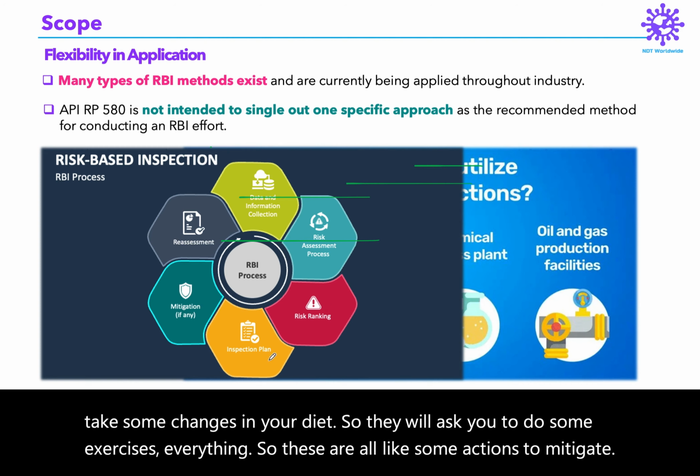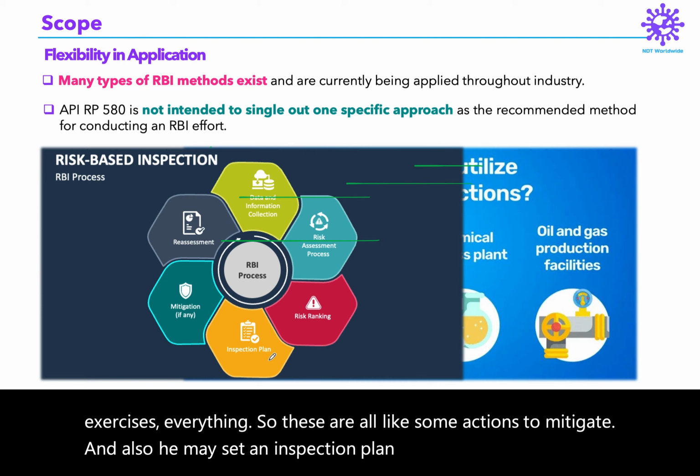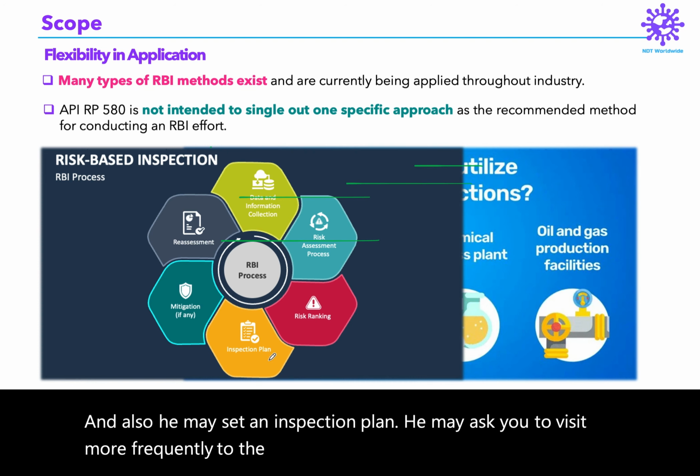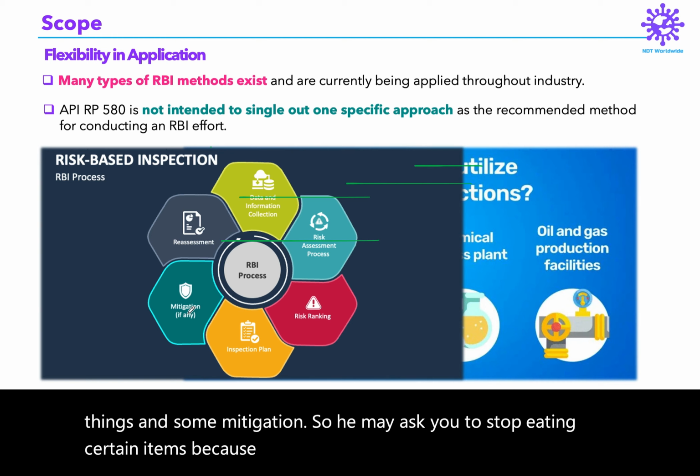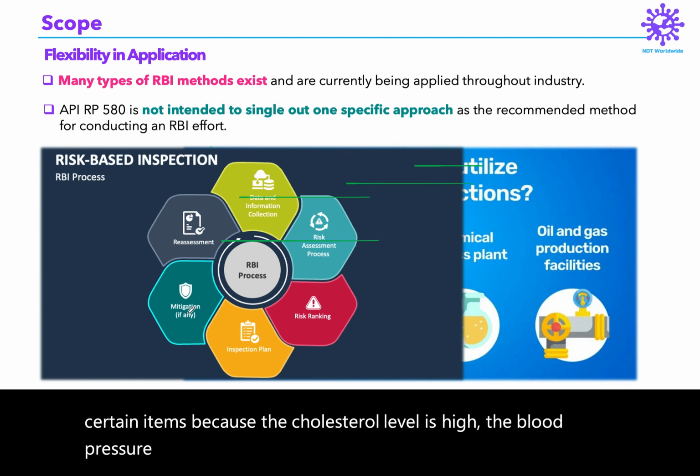And he may also set an inspection plan. He may ask you to visit the hospital more frequently and give some samples, all these things, and some mitigation. He may ask you to stop eating certain items because the cholesterol level is high, the blood pressure is high. So sometimes they may suggest some actions to mitigate the risk levels.